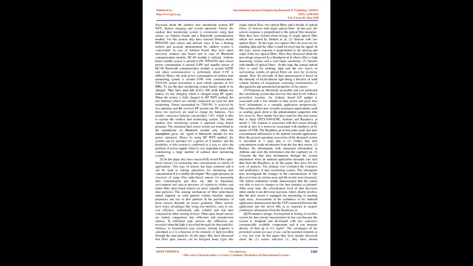Power transmitted by TX91501 is received by two antennas, and the received RF powers are converted to DC power, and these two receivers are used to charge the batteries. Two serially connected batteries can produce 7.6 V, which is able to operate the outdoor dust monitoring system. The entire outdoor dust monitoring system is operated using Sketch program. The measured dust sensor results are transmitted to the smartphone via Bluetooth module only when the smartphone gives an on signal to Bluetooth module for low power operation.